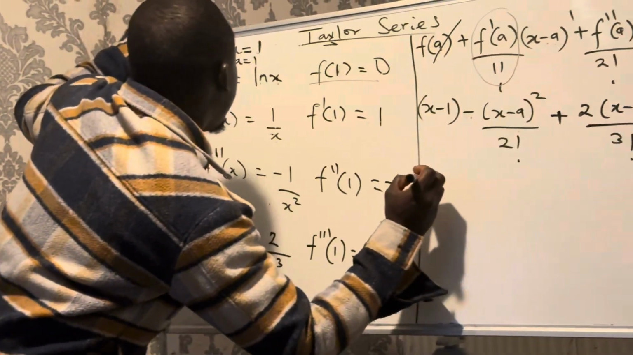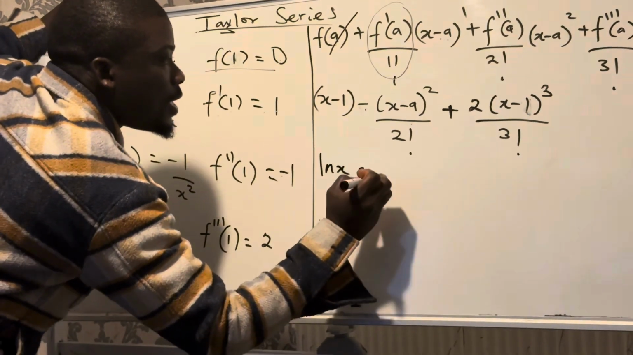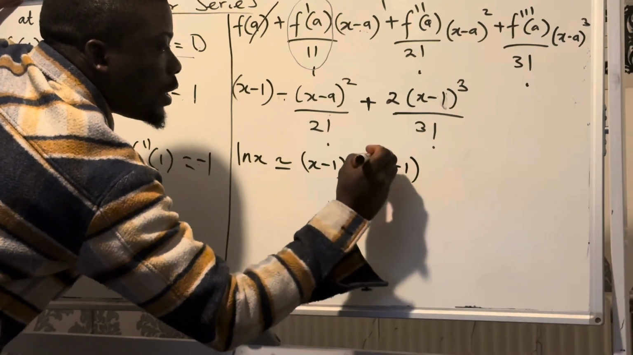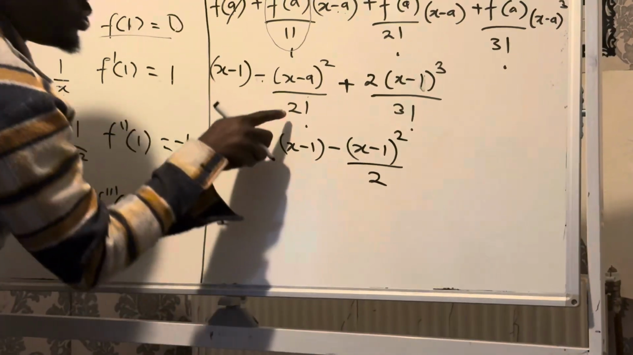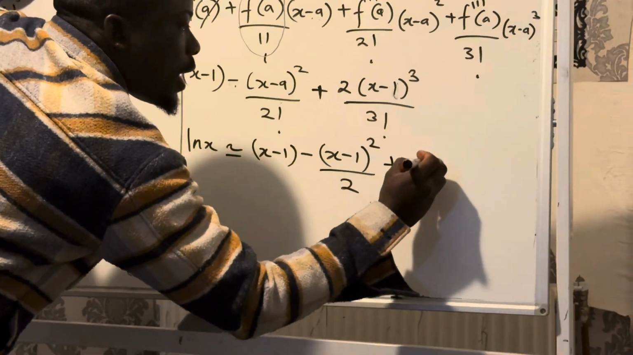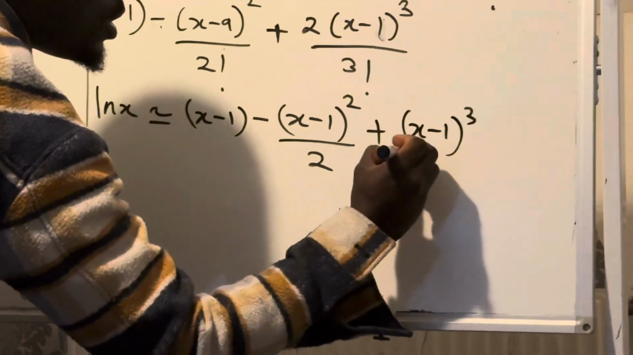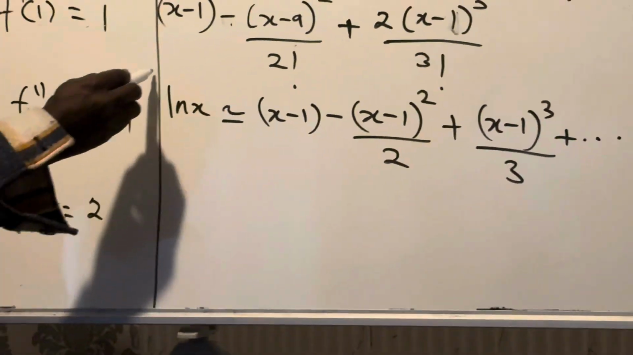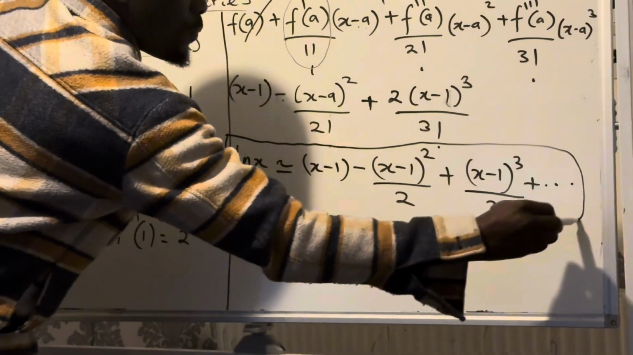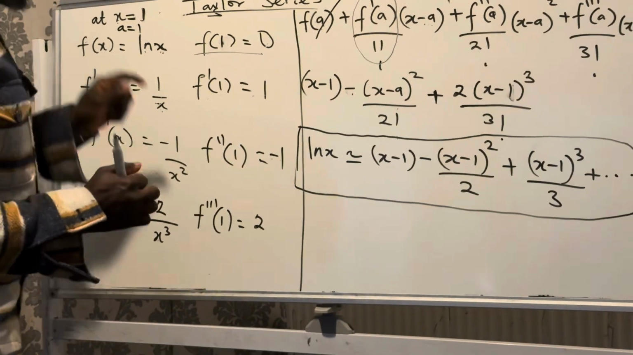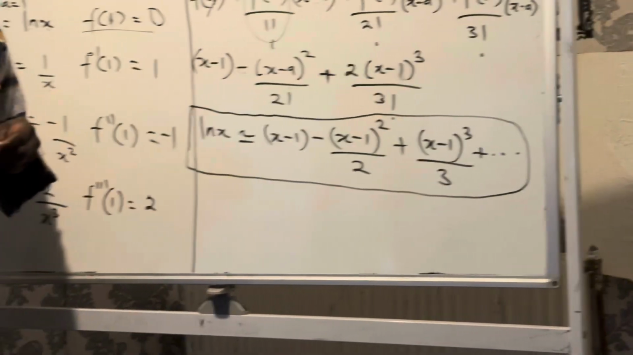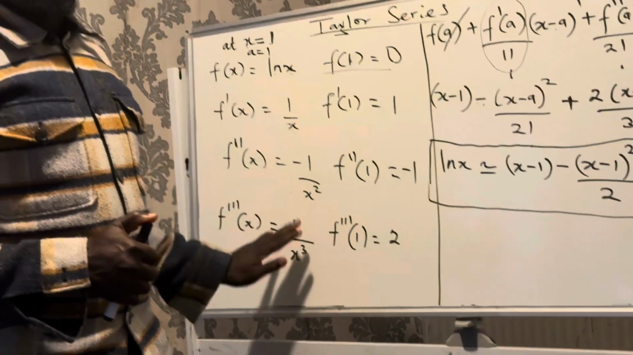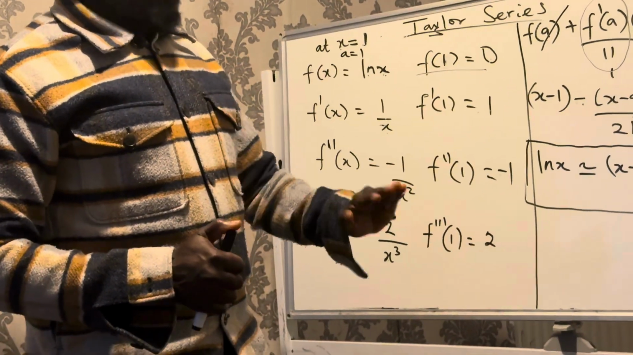Now this can be written as ln s is s minus 1, minus s minus 1 all squared over 2, since 2 factorial is 2, plus s minus 1 raised to power 3 all over 3, and so on. So this is the Taylor series expansion of natural logarithm of s. This actually differentiates Maclaurin series from Taylor series, because you cannot use Maclaurin series to solve this, because whenever the value of s is 0, all the functions will be undefined.